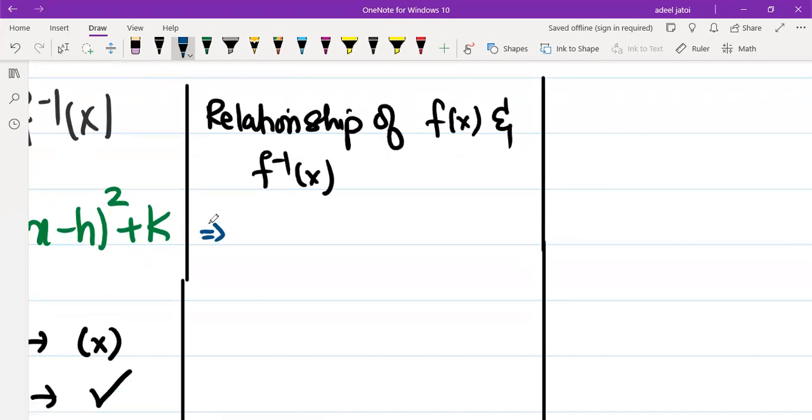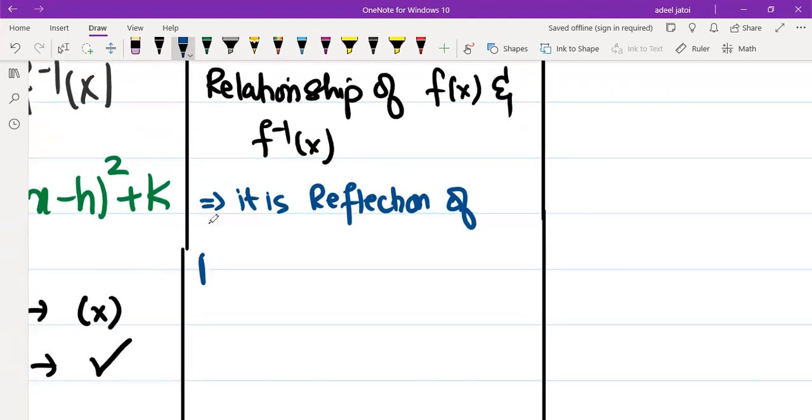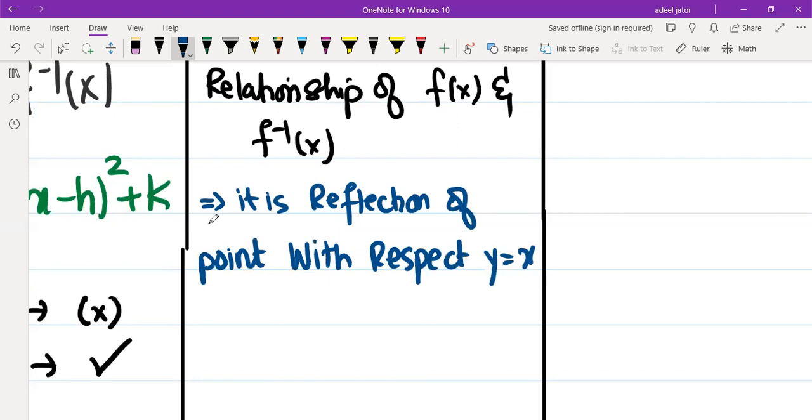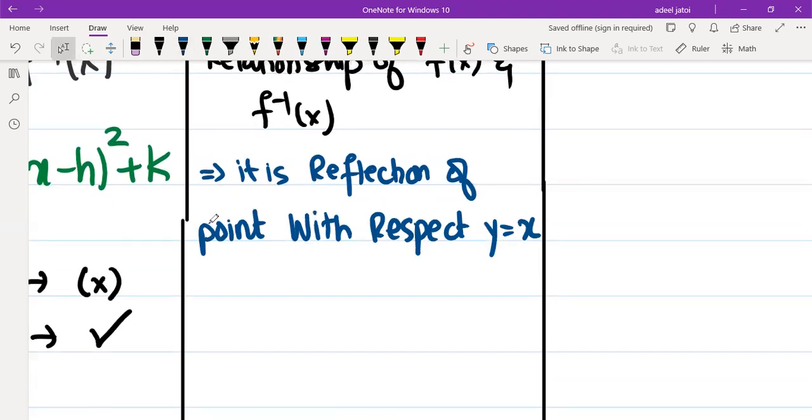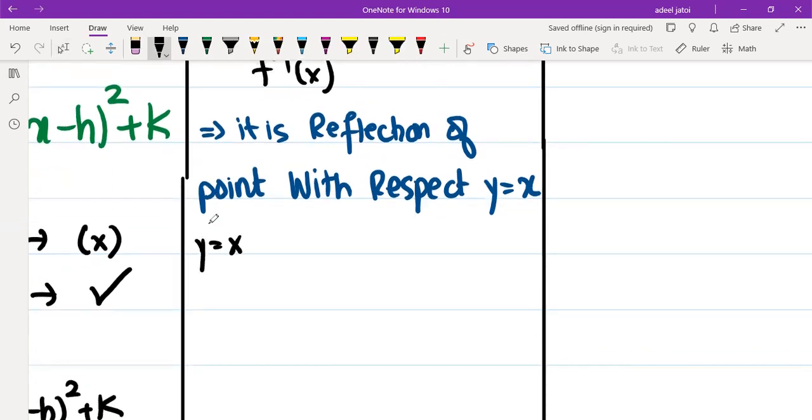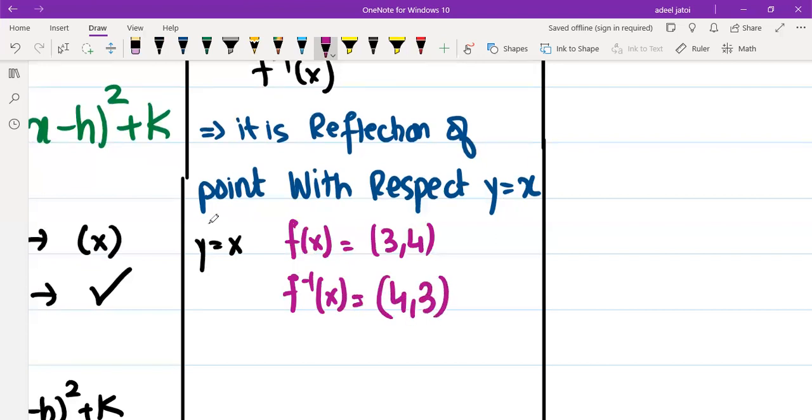The relationship of these two is that it is a reflection of the point with respect to the y equals x line. It is a reflection of the point with respect to y equals x, which means when you have the y equals x line, if your coordinate of f(x) is, let's say, (3, 4), then the coordinate of f inverse of x should be (4, 3), because it is the reflection of the point with respect to y equals x.